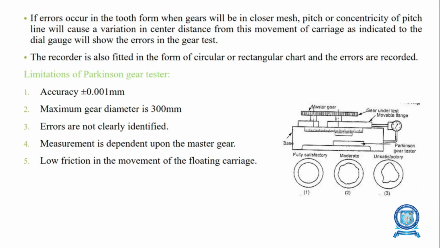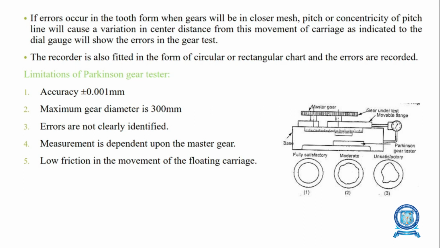This is a useful test for accepting or rejecting a gear, but it is not for finding out the detailed causes of the rejection. So if it is unsatisfactory, it is compulsory rejection. If the chart is moderate, maybe it is considered or rejected. But if it is fully satisfactory, it is not rejected. It may be used for further purposes.